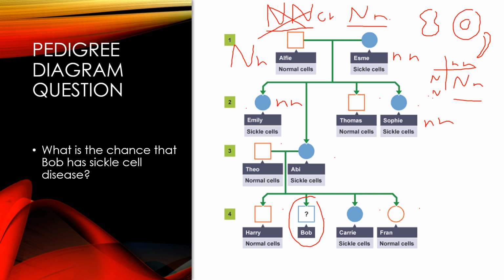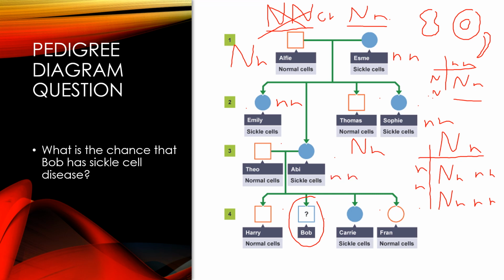Now let's kind of cross this. This cross here is going to be our Alfie and Esme. So let's have a look here. Alfie has to be this combination here, and mum Esme is this one here. So therefore we've got capital N, small n, capital N, small n, small n, small n, small n, small n. And therefore Thomas must be heterozygous. Now let's look at Abby. Well, Abby has sickle cell anemia, so therefore she has to be two small n's.